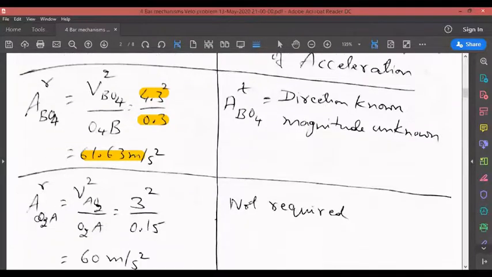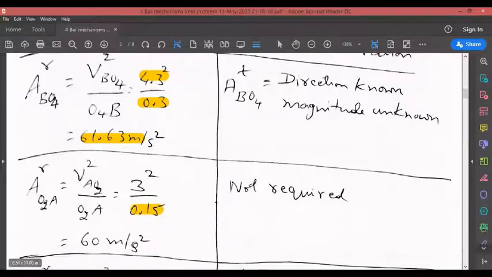Now, the radial component of link O2A will be the velocity of that link, that is 3, squared, divided by the length of that link, which is given as 150 millimeters, so 0.15 meters. So 60 meters per second squared is the radial component of acceleration of the crank. And since it is rotating at uniform velocity, there is no angular acceleration, therefore we don't have a tangential component for the crank.